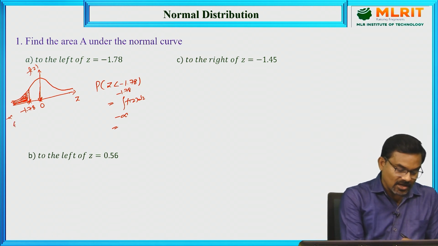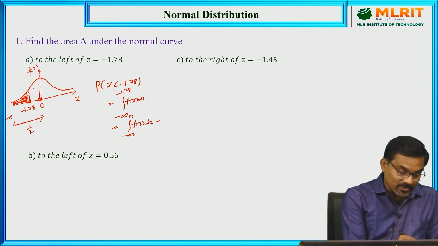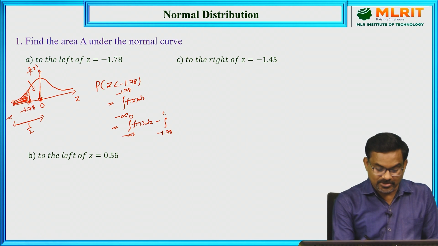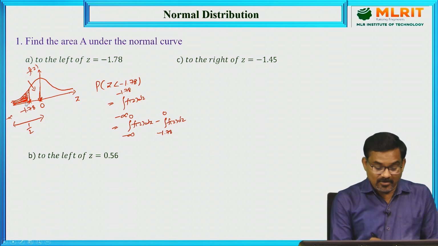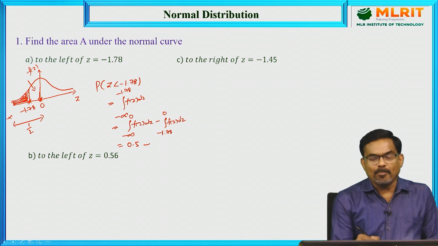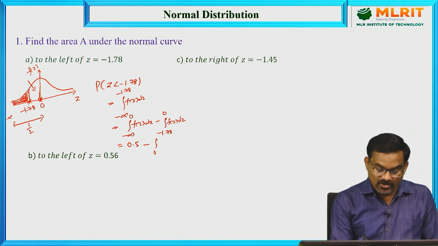We know that this negative portion, this complete left side region, is equal to 1 by 2. So let us use that, the integral from minus infinity to 0 of f of Z dz. From that region, if we subtract this region, that means the integral from minus 1.78 to 0 of f of Z dz, that gives the required region. And we know that this area is equal to 0.5 minus, from the properties of normal distribution, the area from minus 1.78 to 0 is equal to the corresponding positive area, so the integral from 0 to 1.78 of f of Z dz.